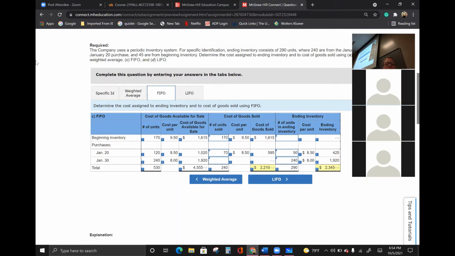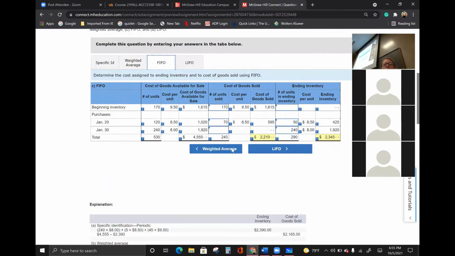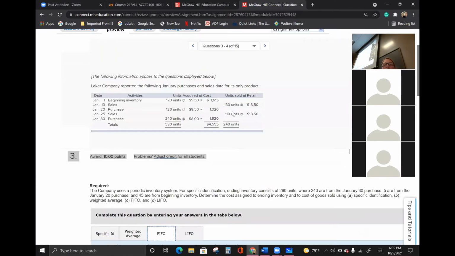Okay. So we have the same cost of goods available. We list it out, beginning plus purchases to come up with what's available. So I have my total units and I have my total costs based on what I paid for those. So I'm calculating it out this way, okay? So now it tells me I sold 240 units.